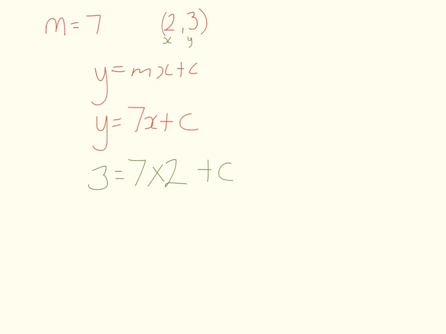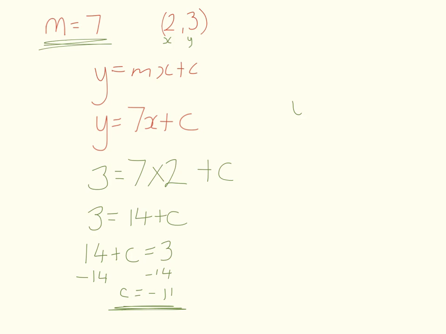So I'm doing this to find out what c is. So 3 equals 14 plus c. That's just the same as writing it round the other way. 14 plus c equals 3. And then to find out what c is, I can just subtract 14 from both sides to get c equals minus 11. Now I have c, I have m, so I can write it in the form y equals 7x take away 11.